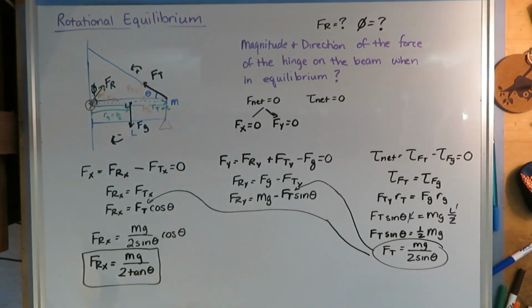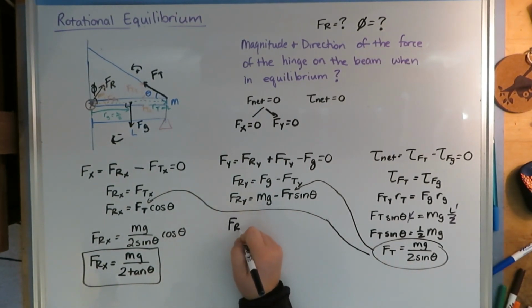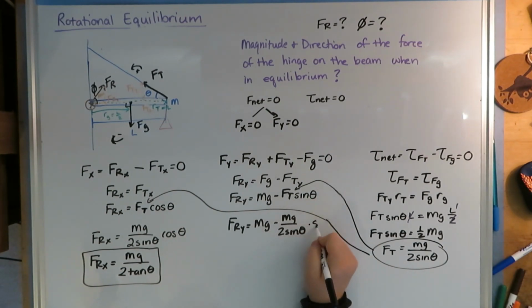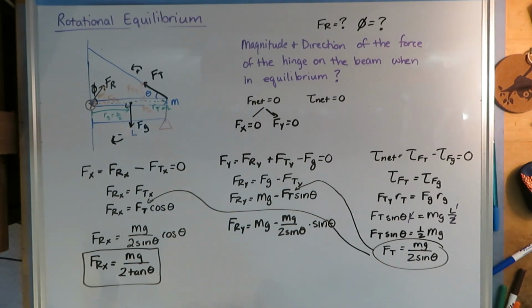I can come over here and find FRY. FRY is going to be mg minus FT, which is mg over 2 sine theta, times this sine theta. And I can see that the sine thetas cancel out. So I get mg minus 1/2 of mg, so FRY is equal to 1/2 of mg. So I do actually need a y component to that resistive force. It's equal to 1/2 of the gravitational force of the beam.